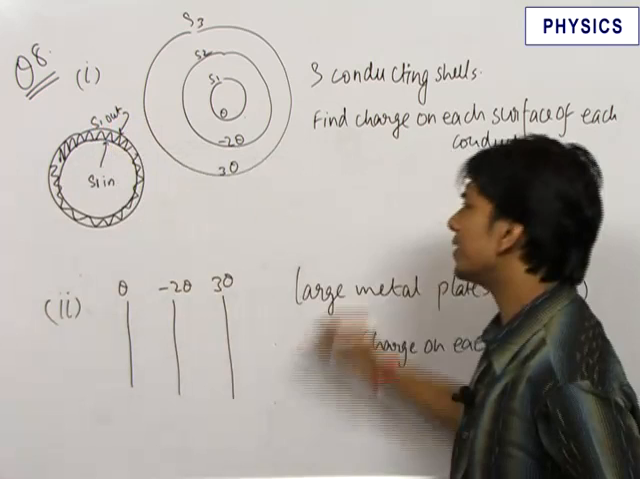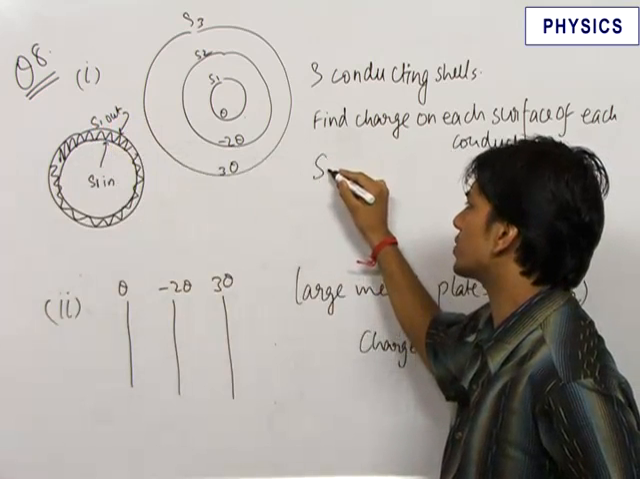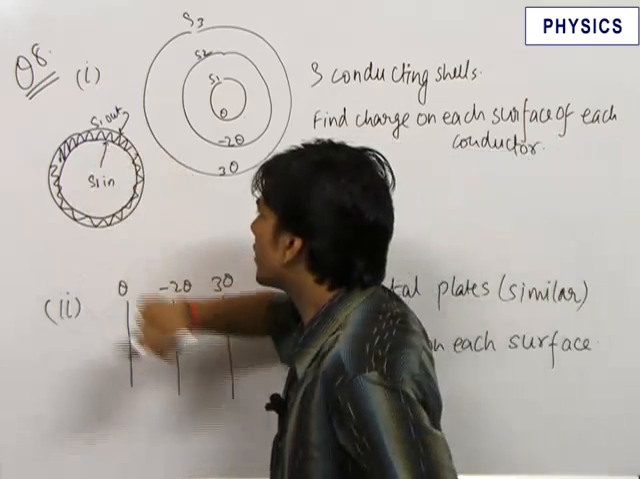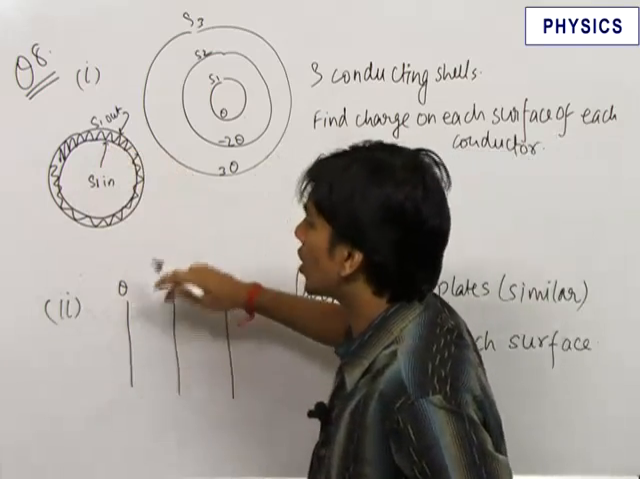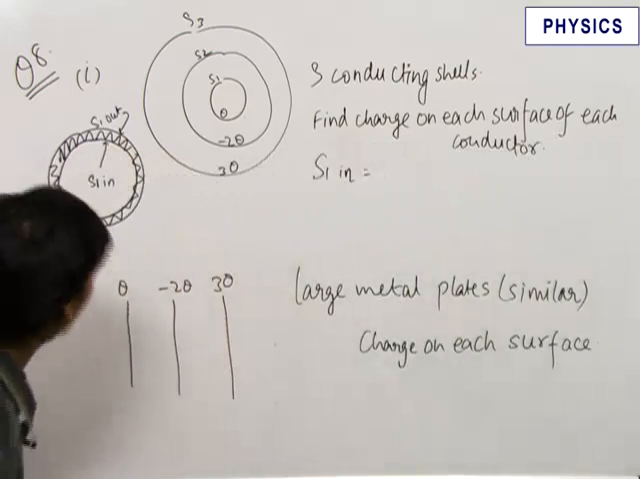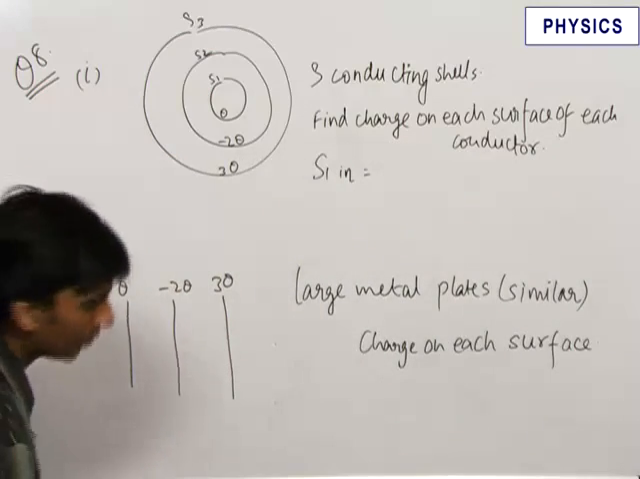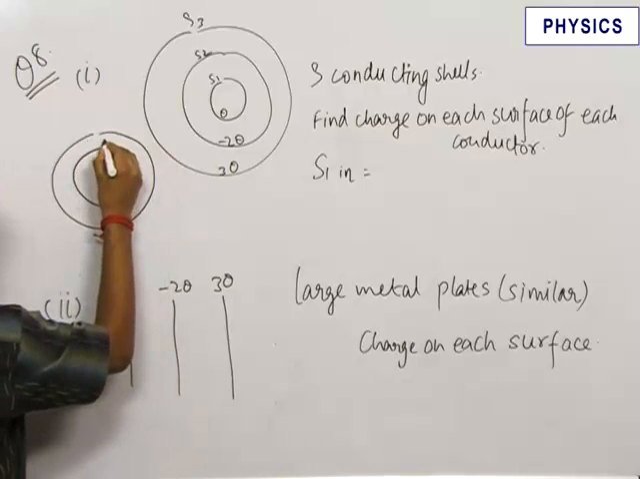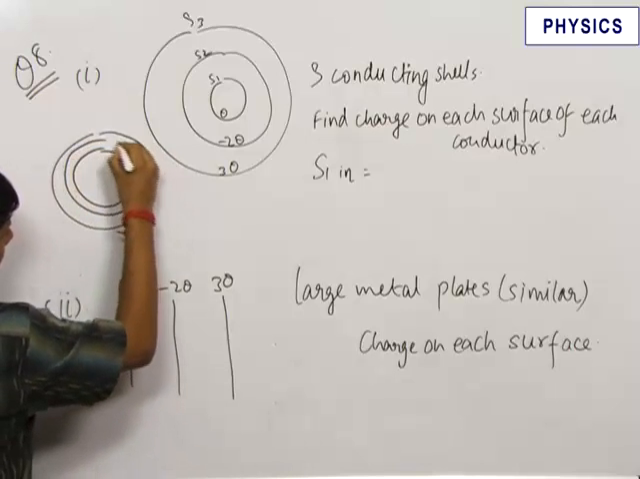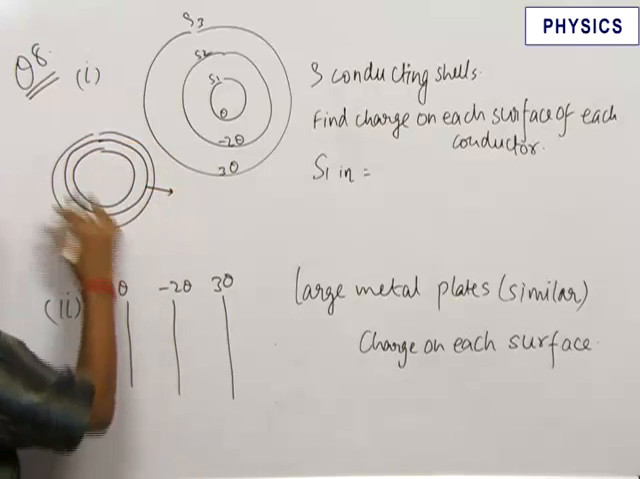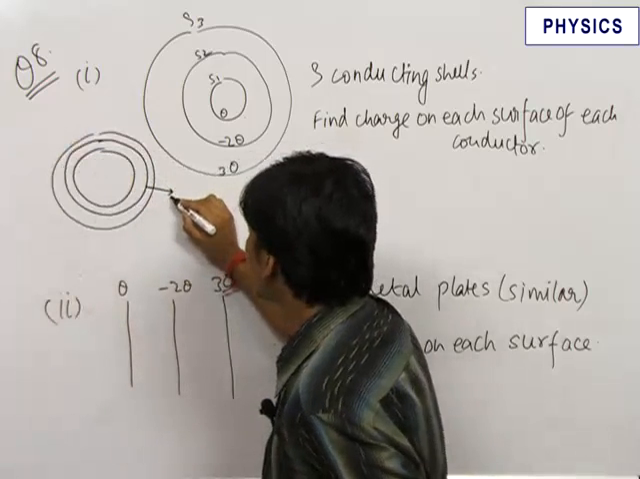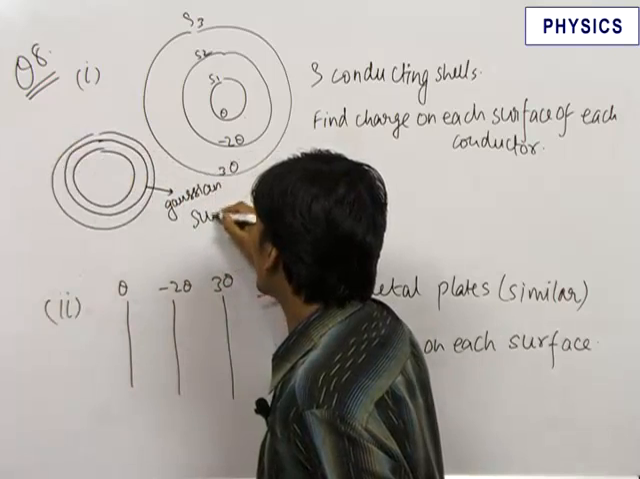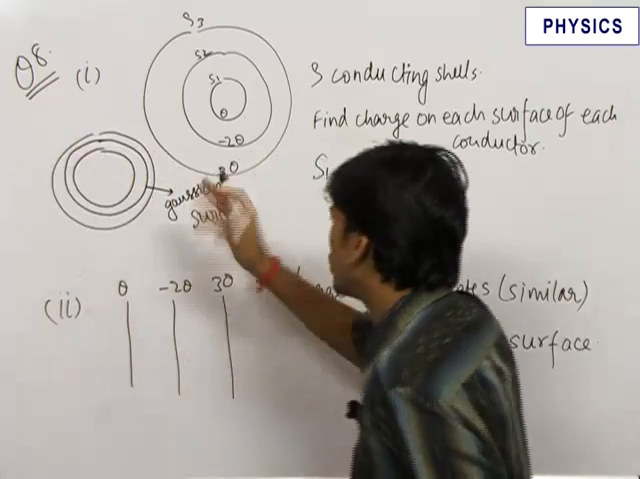So let us first find out the charge on the inner surface of S1. I am writing it as S1 in. To find this out, let us draw a Gaussian surface passing through the body of S1. This is S1, this is the inner surface. We are drawing a Gaussian surface like this. This is a sphere inside the body of S1. This is a closed surface, since a Gaussian surface should always be a closed surface.